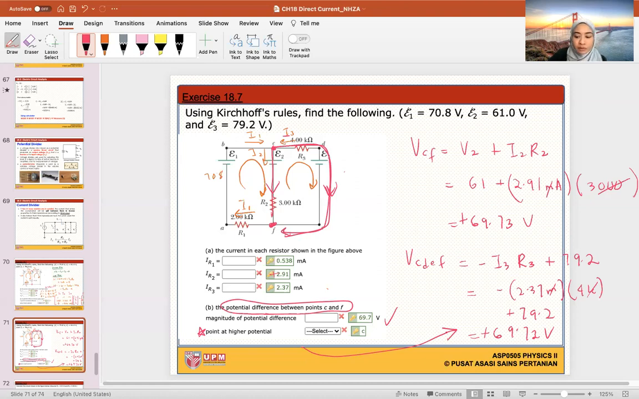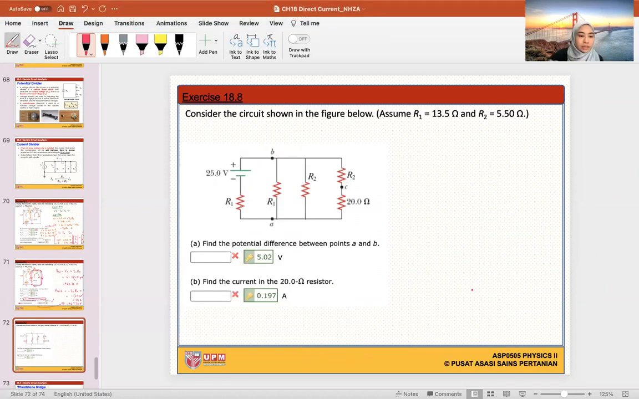Okay. Next example. We are taking a long time. Okay, next one. Consider the circuit shown in the figure below. Assume R1 is 13.5 and R2 is 5.5. So it's asking the potential difference between point A and B. So this is the point, or you can say it's from here to here. Okay, so let's use the loop rule.